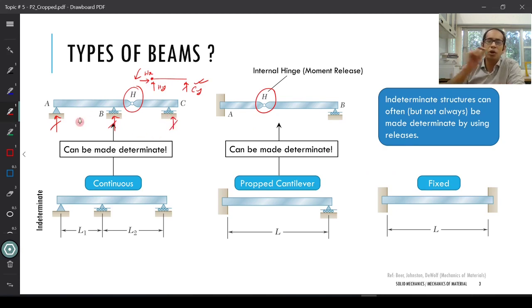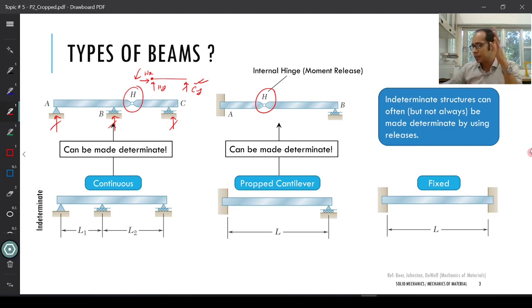But it's not always the case that if you introduce an internal hinge, you will magically convert a statically indeterminate structure into a determinate one. For example, you see this one over here. Here you started with 4 unknowns. So if you introduce one hinge over here, it's not going to make your structure determinate. You will still have 3 unknowns but 2 equations of equilibrium. You have to do additional things for these kinds of problems to make them statically determinate, right?